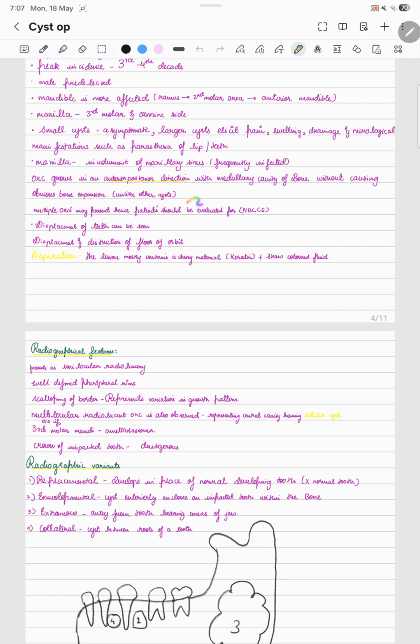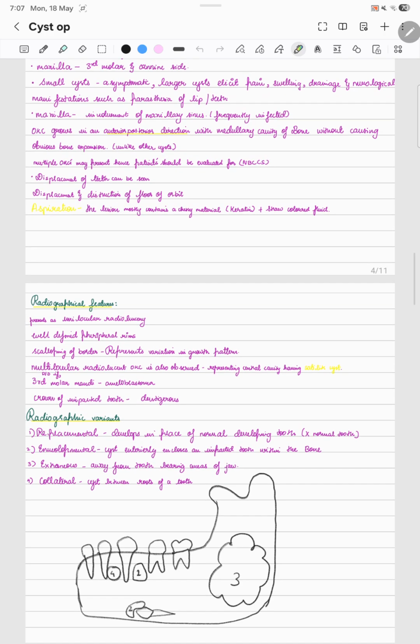Now the maxilla. Involvement of the maxillary sinus is usually seen with the maxilla. OKC grows in an antero-posterior direction. Okay, if this is my anterior and this is my posterior, it grows in the antero-posterior direction like this, within the medullary cavity of the bone without causing obvious bone expansion. Unlike other cysts, it does not cause much bone expansion.